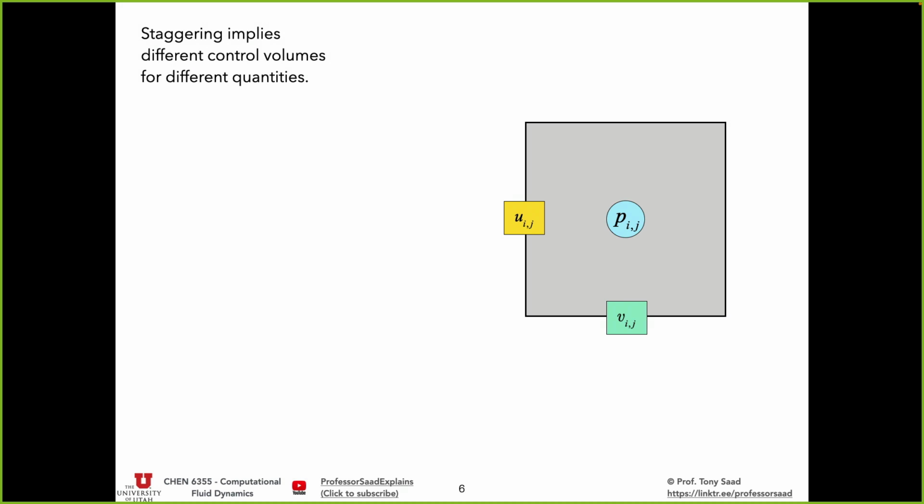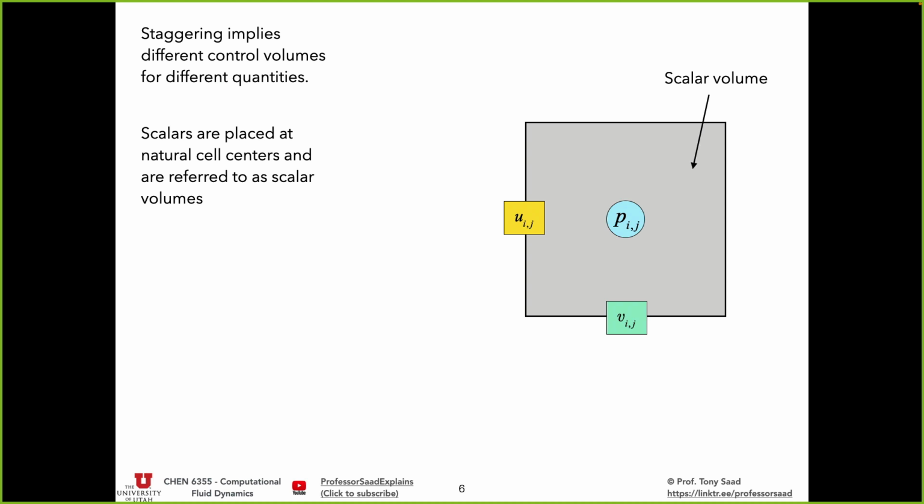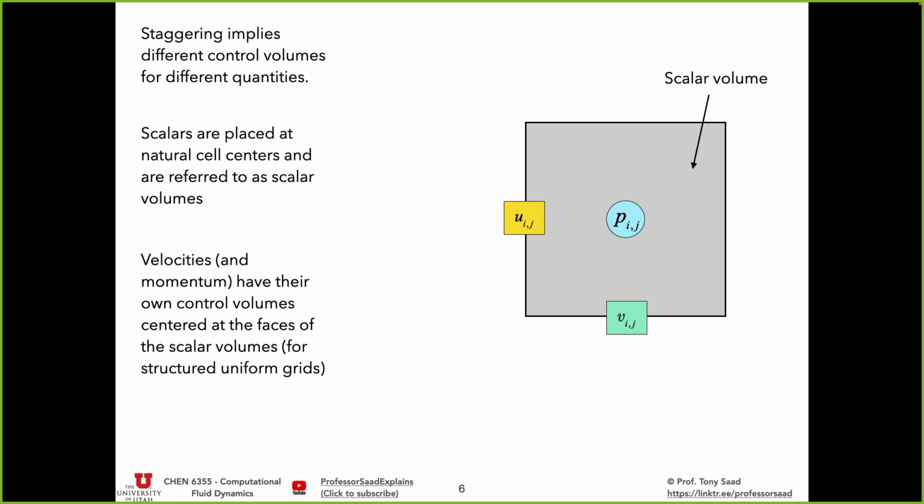But we haven't defined a control volume for x momentum and y momentum. We need to, otherwise, where are we going to integrate the u momentum and v momentum equations, right? We have surface integrals. We need to integrate them on u control volumes and v control volumes. So what do we do? We call this gray control volume the scalar control volume. And then velocities and momentum have their own control volumes.